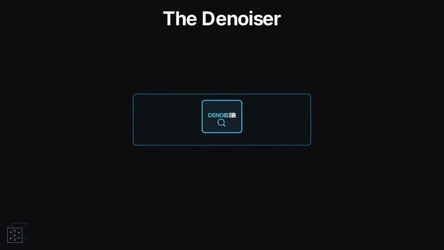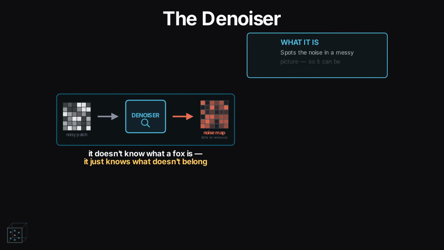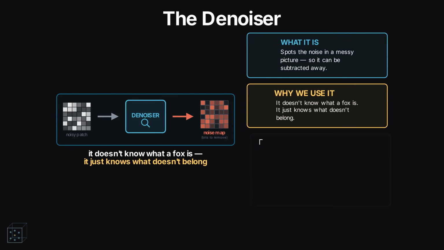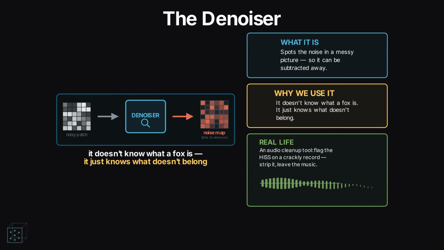That model has a name, the denoiser. Its only skill is spotting the noise in a messy picture so it can be subtracted away. It doesn't know what a fox is, it just knows what doesn't belong. Real example, like an audio cleanup tool that listens to a crackly old recording and tells you exactly which hiss to strip out, leaving the music.